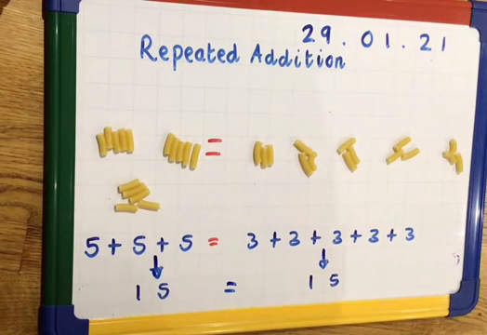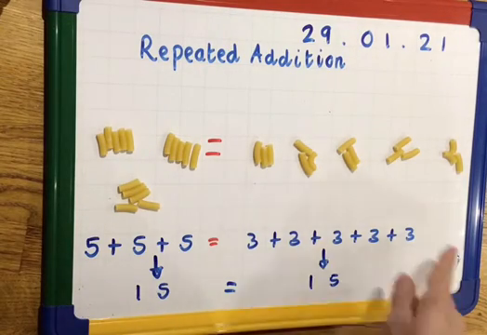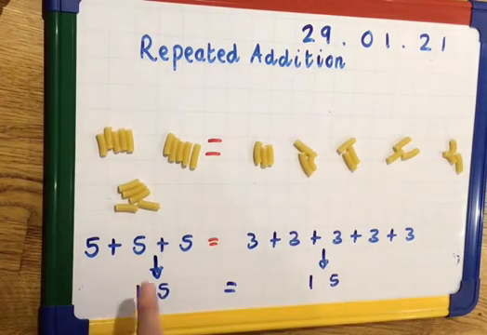When you're looking at any repeated addition or calculation that's written like this, you need to work out the total value on each side of the equal sign to help you.